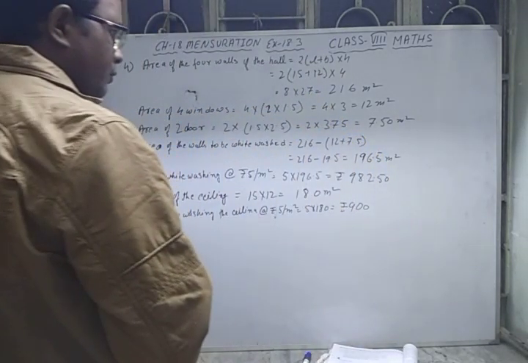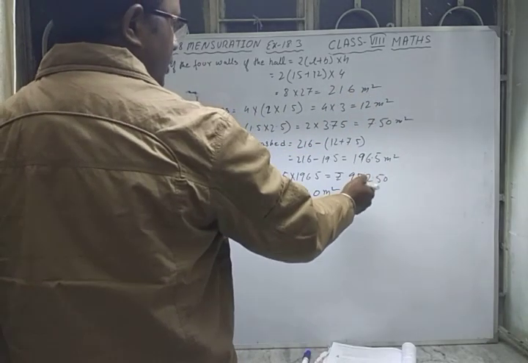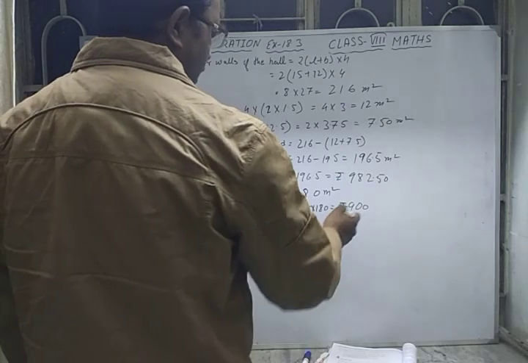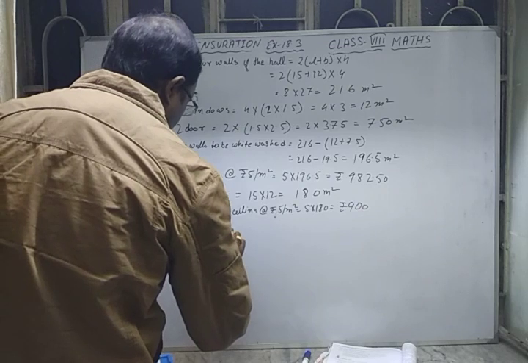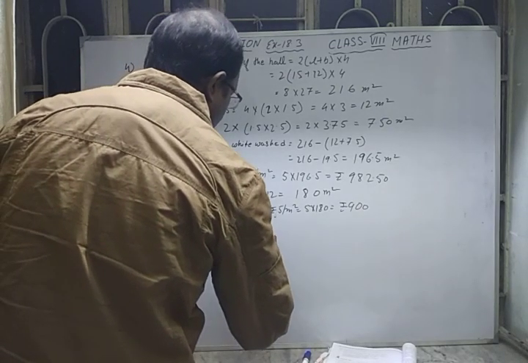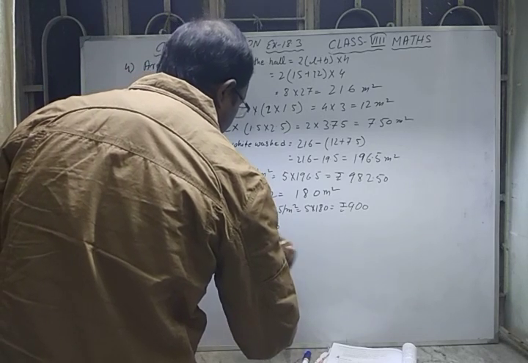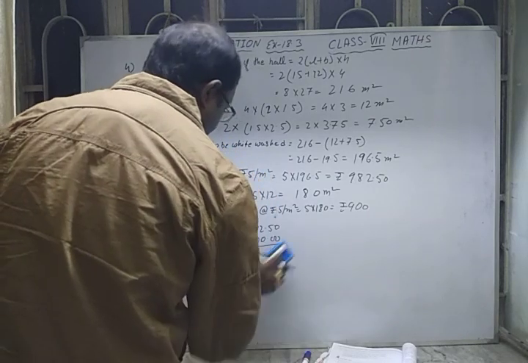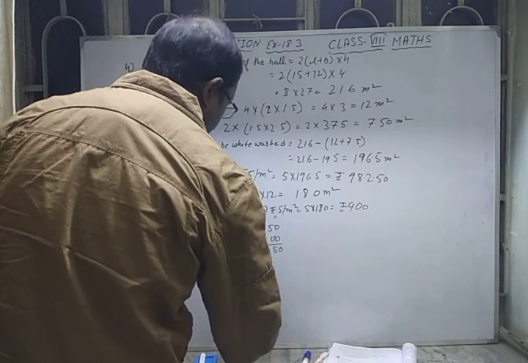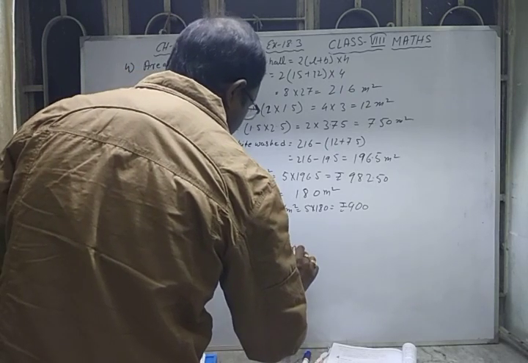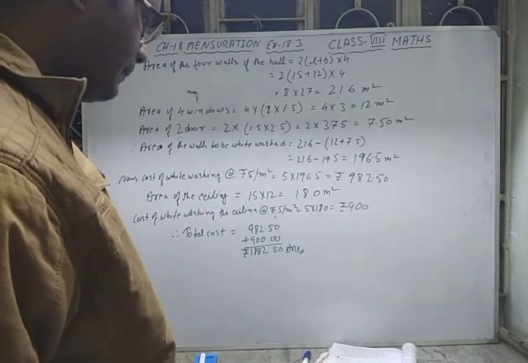And what will therefore be the total cost? The cost of the walls we have got is 982.50, and now you have to add them. So the total cost is equal to 982.50 plus 900. So 50, then 2, 8, 1882 rupees 50 paisa. This is the total cost of whitewashing the whole hall with the ceiling.